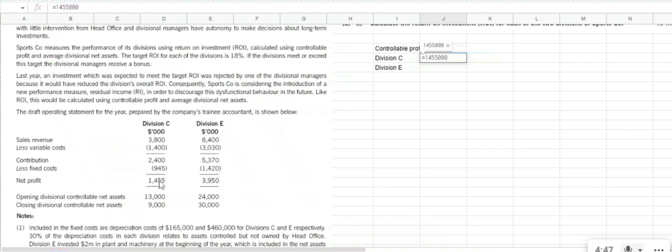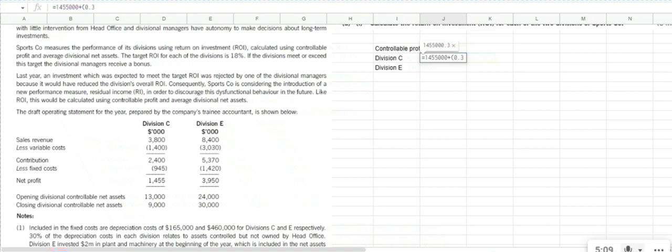Now, as we can see, 30% of depreciation in each division relates to costs controlled by the head office. So we need to add back this depreciation. Why do we need to add it back? Because this is not within the control of the divisional managers. So let's add that back.